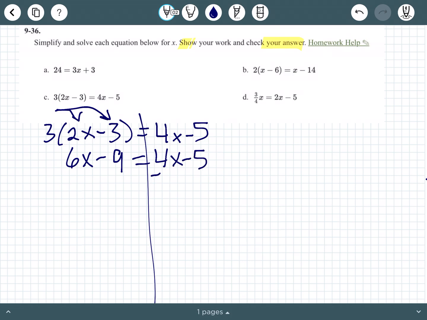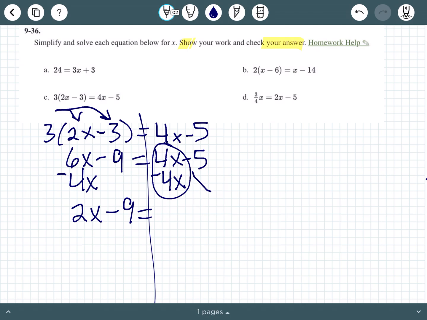So what I'll do is I'll subtract my 4x from here, and from this side as well. So 6x minus 4x gives me 2x. I'll bring down my minus 9. And that equals, now be careful because it's kind of hiding in there. I kind of covered it up a little bit with my 0 pair circle, but that's a negative 5. So don't forget that negative.